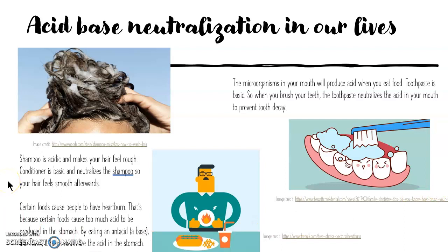Shampoo is acidic, so when you wash your hair with shampoo, it feels a little bit rough afterwards. The conditioner you put in afterwards is basic, and that ends up neutralizing the acidic shampoo, so that's why your hair feels nice and smooth afterwards.